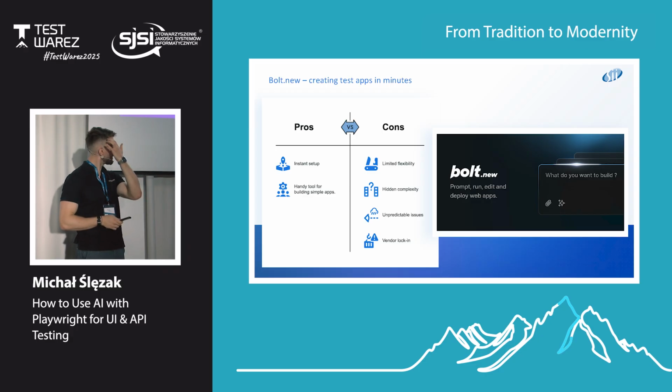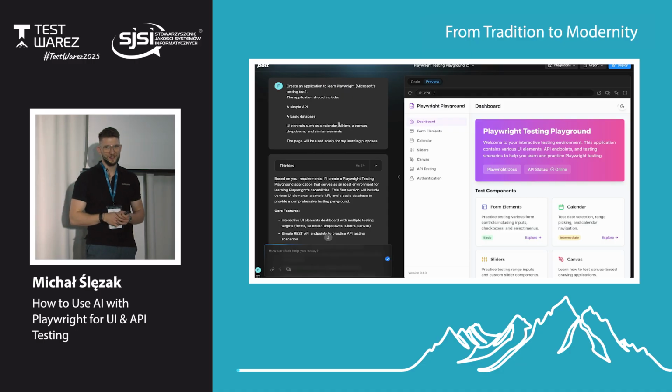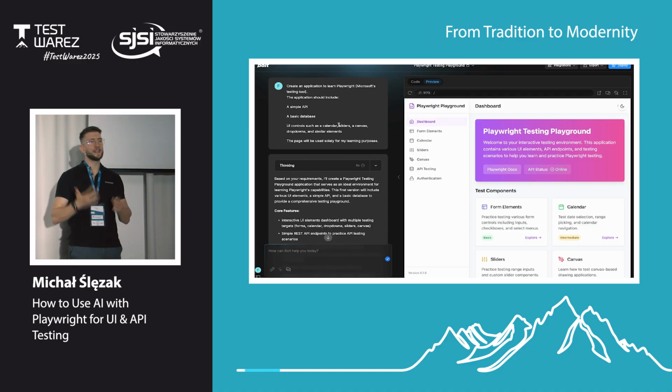For this purpose, I found an application, so-called bold.new, and you can use prompts to generate the application. So what we need to do? I have prepared a simple prompt for this application, where we want to create a playground for us to learn test automation with Playwright.